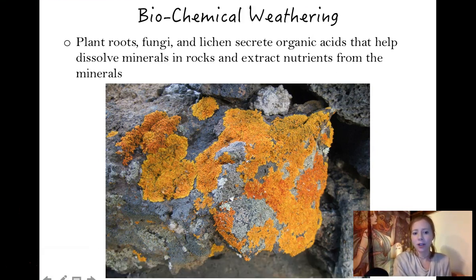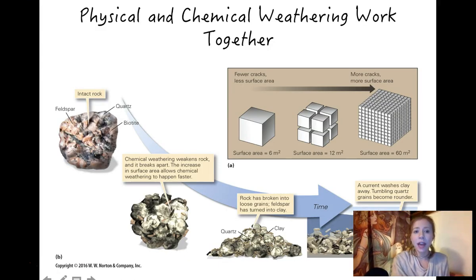Now, as I was mentioning earlier, physical and chemical weathering work together. Now you see a feldspar rock here that has some feldspar, so that's like that pink mineral that we saw in the last presentation. Quartz, that is silicon and oxygen together. Biotite, so that's a form of dark black mica. So we are looking here at an intact rock. And so chemical weathering weakens the rock and breaks it apart.